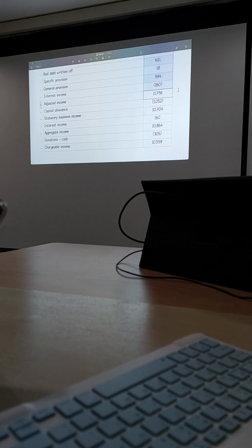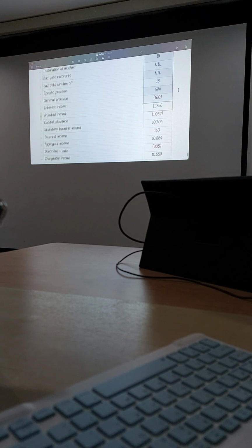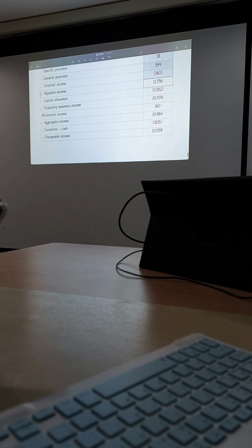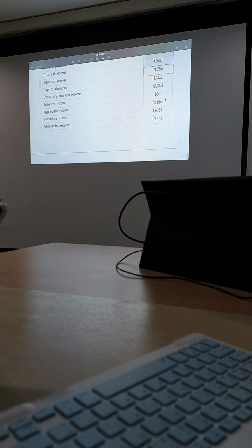What will you get marks for, the additions? If you calculate wrongly or put the wrong figure, it doesn't matter. Adjusted income has no marks. The statutory business income also has no marks. All the additions have no marks. Only chargeable income matters. The final number here, you get a mark.